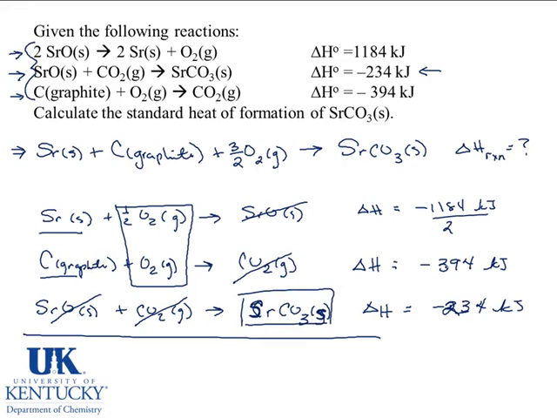So these have to add up to give me the delta H of the reaction. When you add all of these up, you will get a negative 1220 kilojoules. So that is the delta H of this reaction, and by definition, that would be the calculating the standard heat of formation of the strontium carbonate.